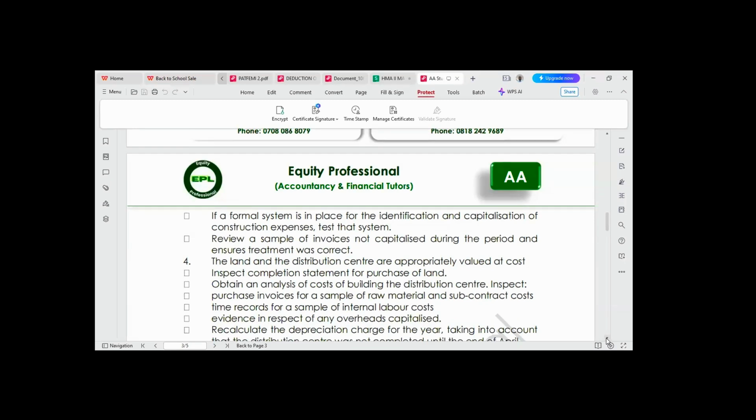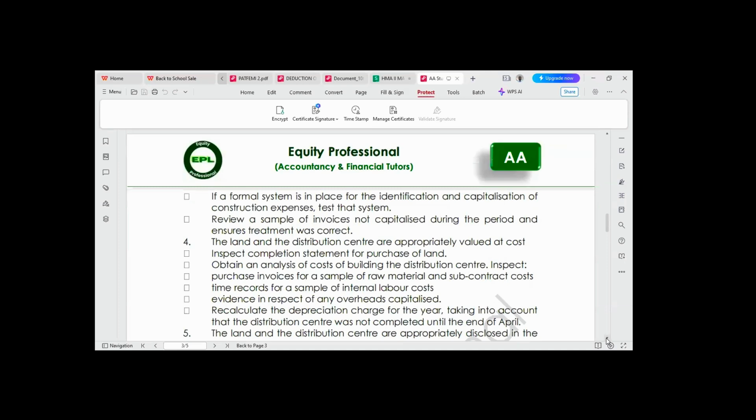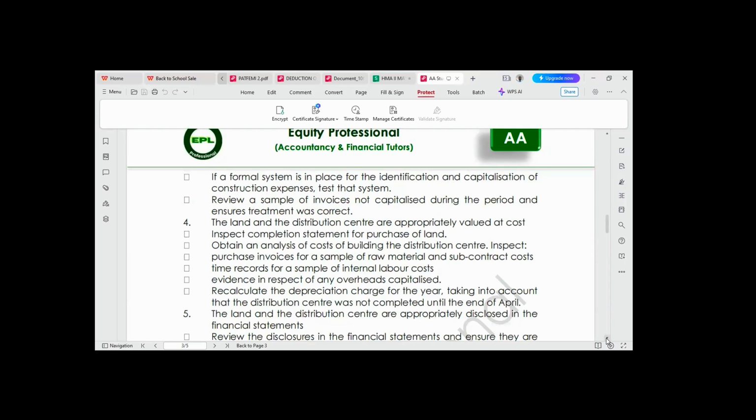Then the auditor will recalculate the depreciation charge for the year, taking into account that the distribution center was not completed until the end of April. Their year end is what? December. Okay, but it did not complete. The building was completed in April. That means it will be what? Prorated. Then the land and distribution center are appropriately disclosed in the financial statement.